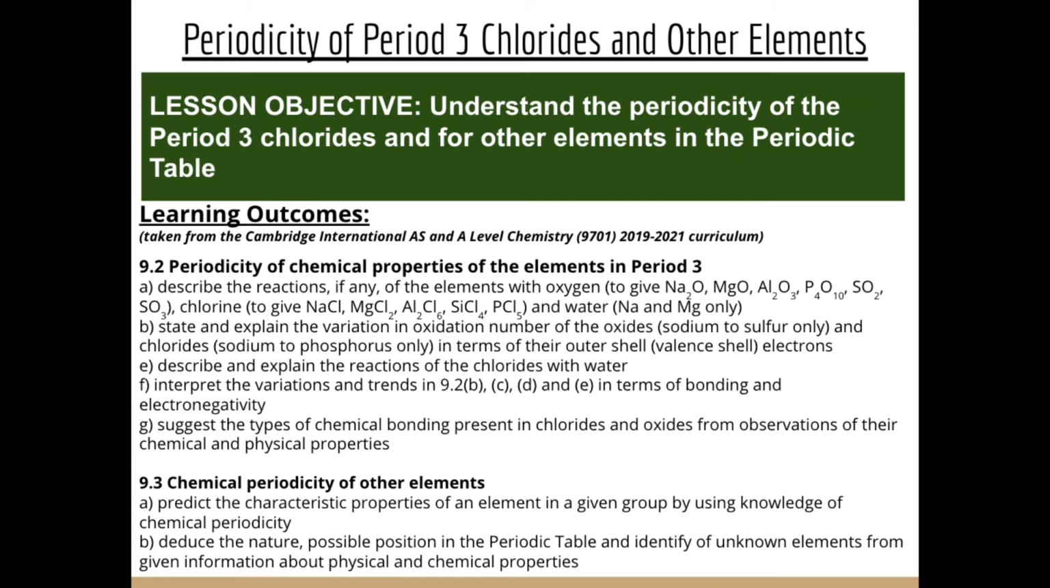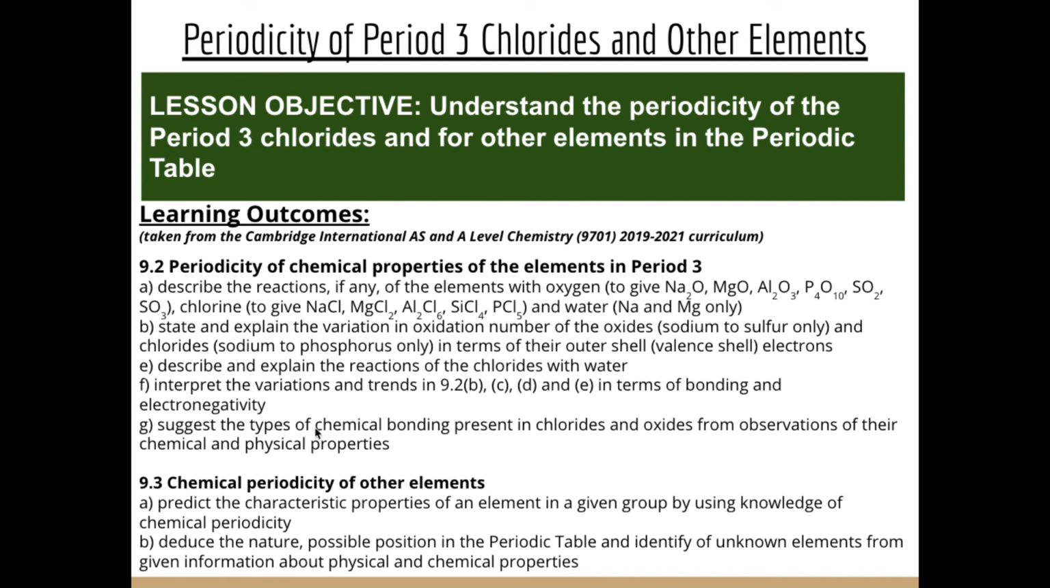And with that, we finish our lesson and our unit on periodicity. What have we done? We've described the reactions, if any, of the elements. We looked at oxygen last time. This time we looked at chlorine. Stated and explained the variation in oxidation number of the chlorides. Described and explained the reactions of the chlorides with water. Interpreted the variations and trends in terms of bonding and electronegativity.